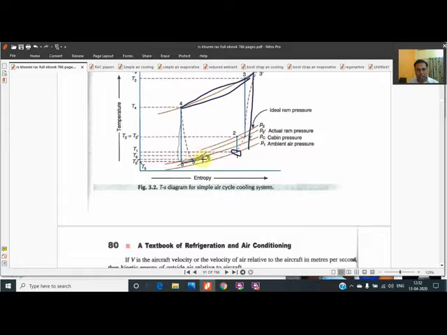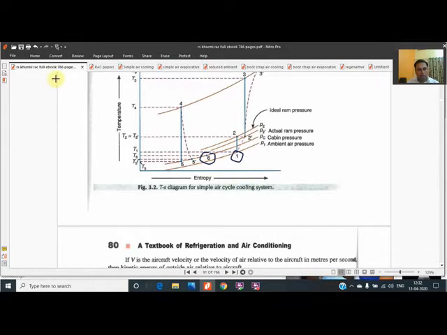Now the air has become stale, or means the air has become saturated, as it has entered into the passenger cabin. So that air can't be used again and again. So again the fresh air is used. That's why it is an open cycle. The last point and the first point are not joined.